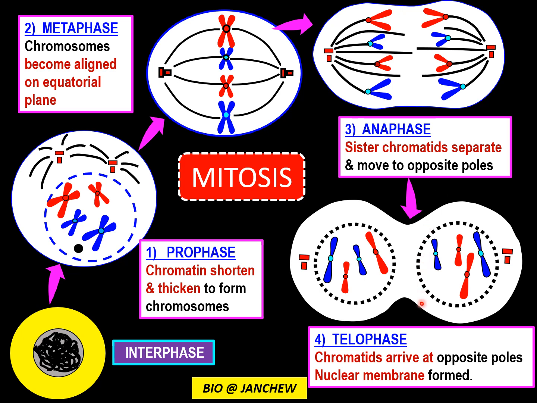And lastly, in telophase, chromatids arrive at the opposite poles. The nuclear membrane is formed again. Nucleolus is formed again. And the chromosomes will uncoil and become the fine thread-like chromatin once again. That's all for the different phases of mitosis: prophase, metaphase, anaphase, and telophase. I hope you have drawn the diagrams which we have discussed in the second video.